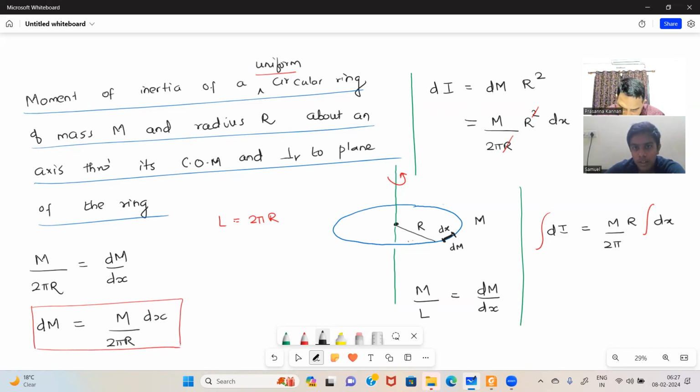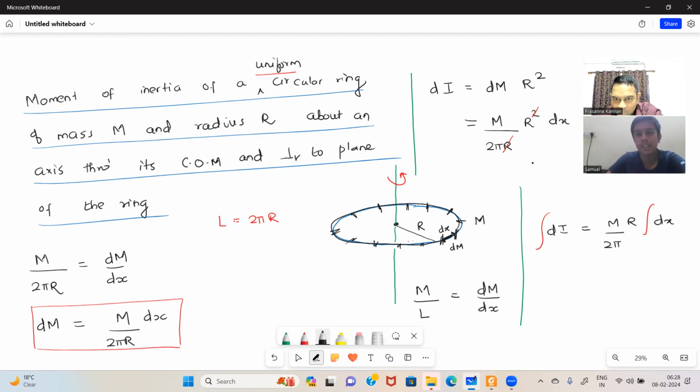That means I'm adding all these distances. If I add all these small distances, dx, dx, dx, what do I get? Not dm, dm is mass. I'm asking you, what will I get if I add these small distances which make up the circle? Will I not get the circumference of the circle if I add all the distances which make up the circle?